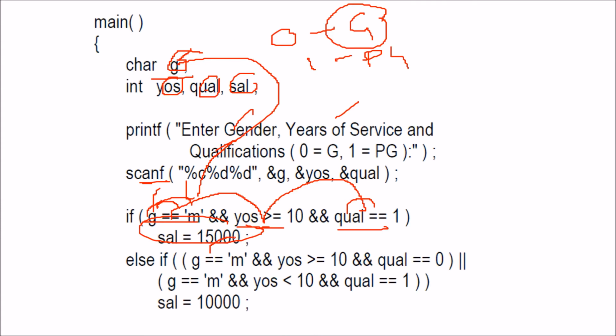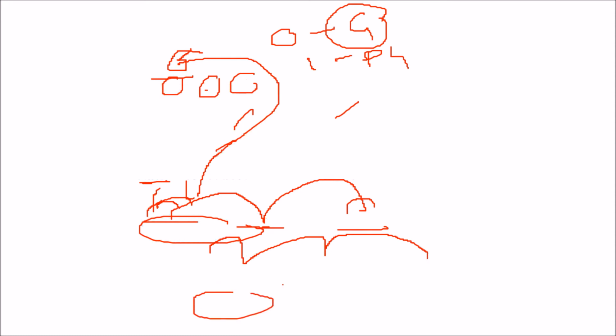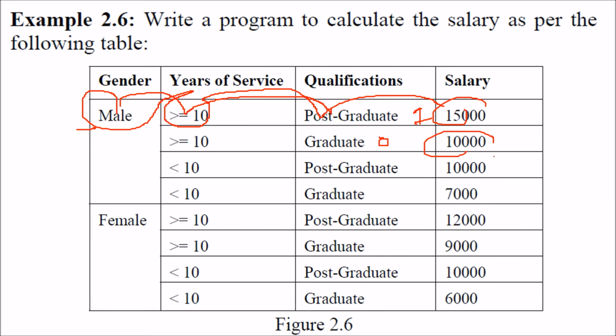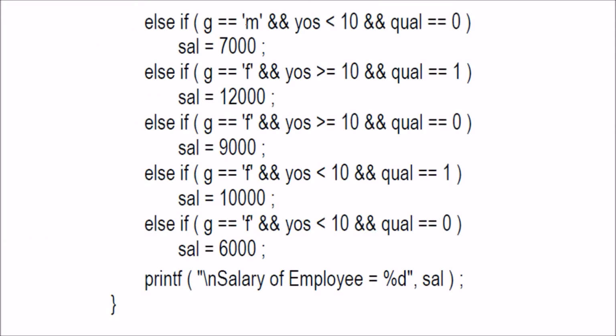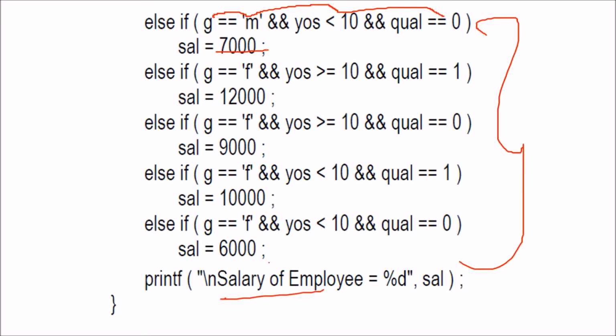Else if gender male, year of service greater than or equal to 10, qualification 0, or because we have 10,000 for both of these, we can combine these conditions in an OR. First condition or second condition. If any of these is true, we say salary equal to 10,000. Similar is the case with the second else if: gender male, year of service less than 10, qualification 0, salary 7,000. And similarly for all of these. This is how we use the AND and OR operator.